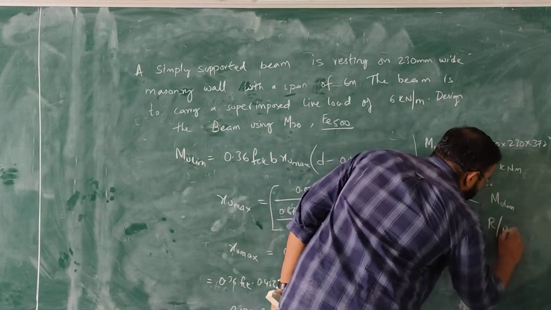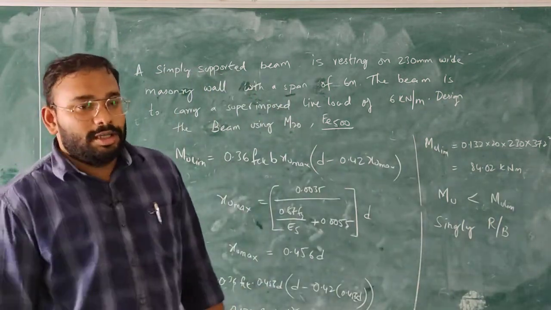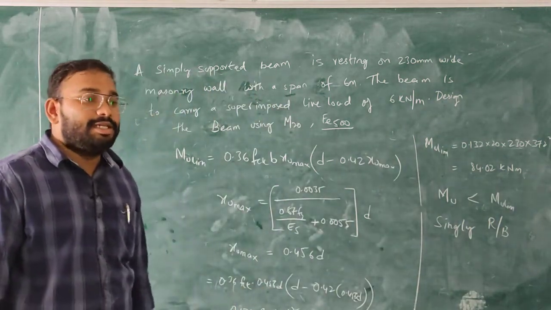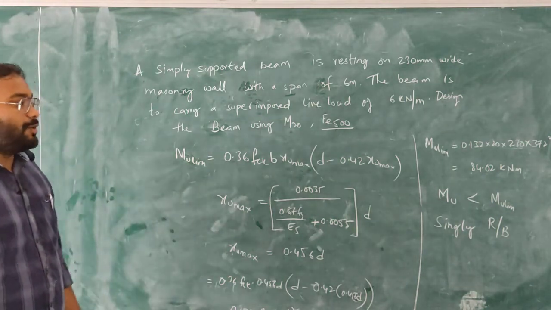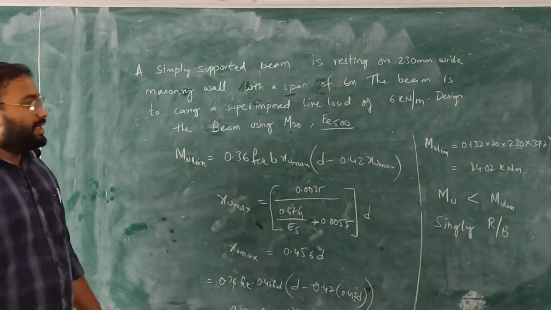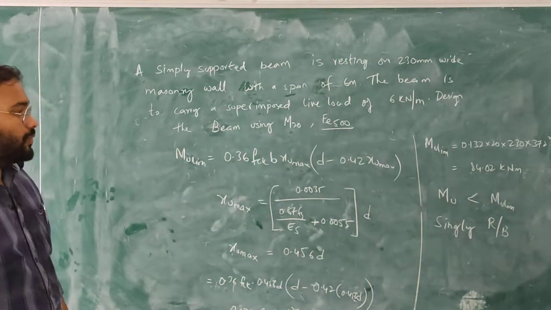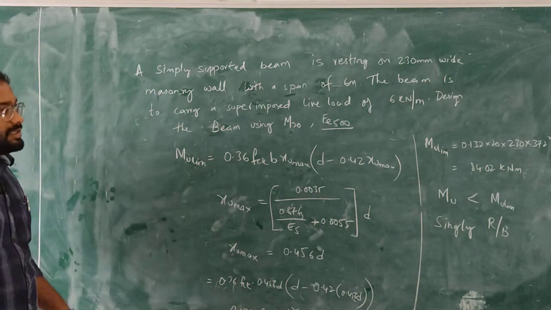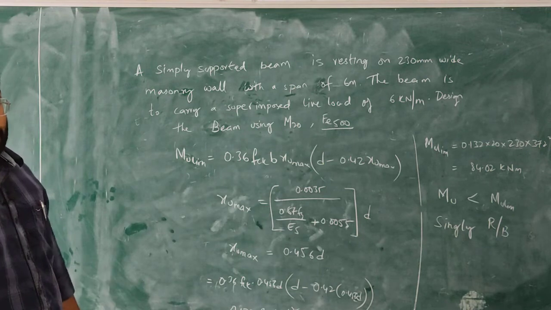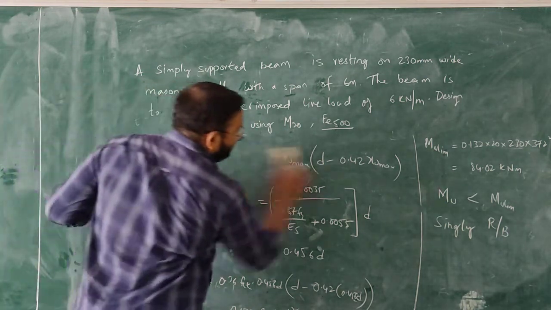Singly reinforced beam. So singly reinforced beam means what? You require reinforcement only in the tension zone of the beam. Okay, only tension zone. If you provide reinforcement, it is sufficient. Now next step is you need to compute how much area of reinforcement is required for 60.4 kilonewton meter.